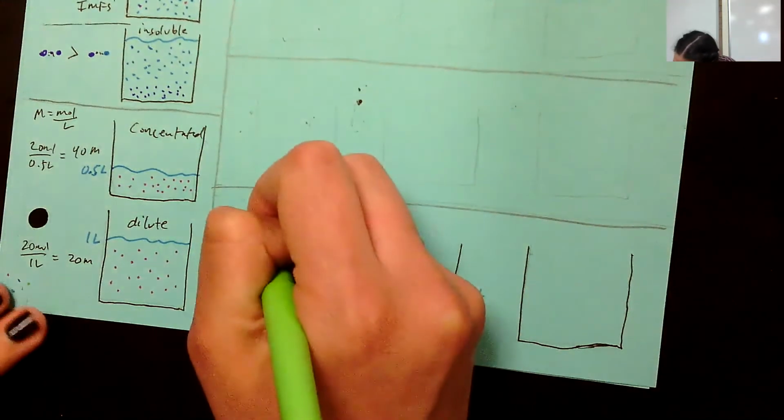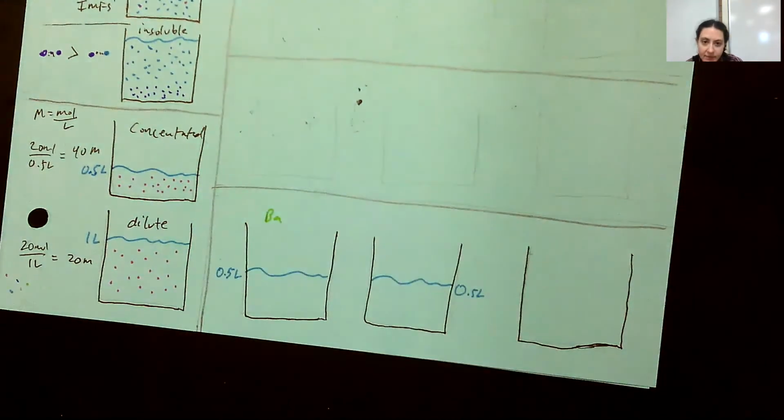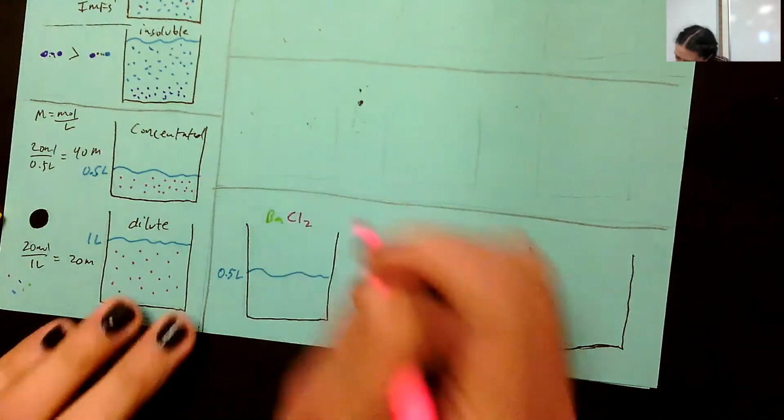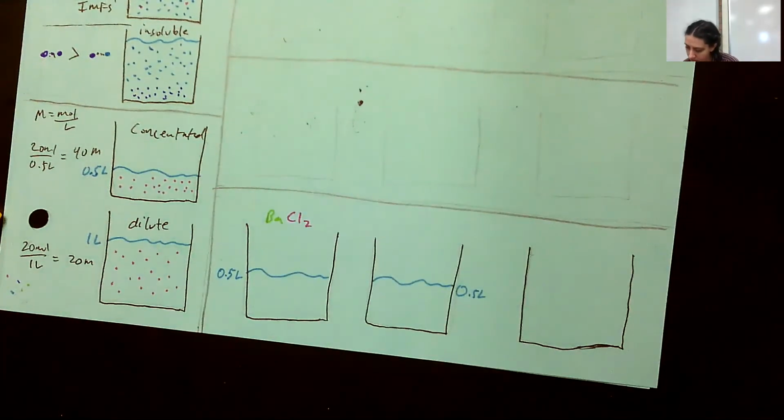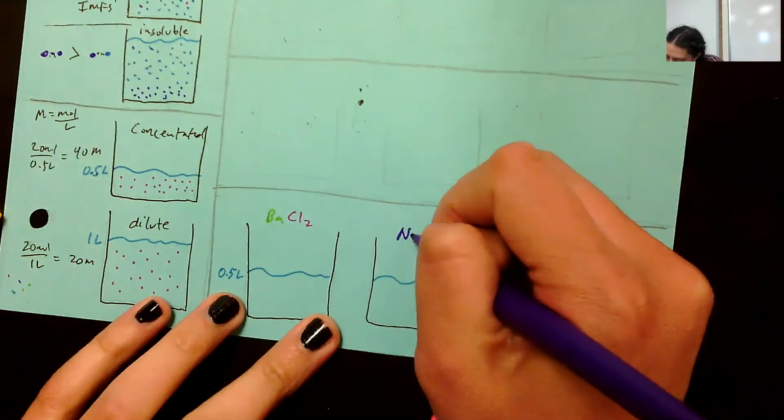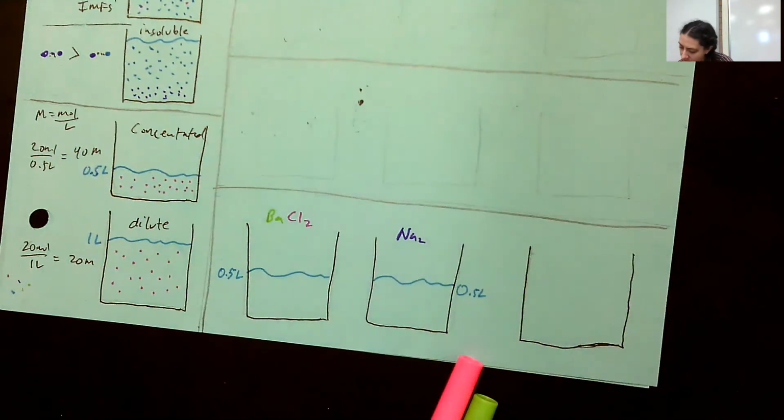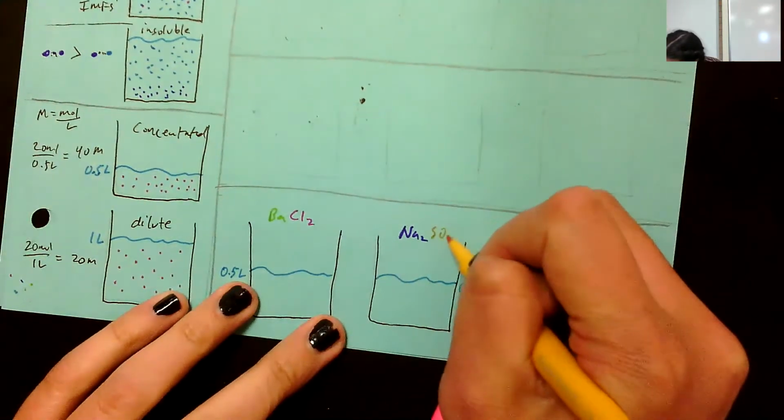So let's say we've got some barium chloride that's dissolved in one. So I'm going to draw a picture of that in just a moment. And then I've got some sodium sulfate in another. Okay.